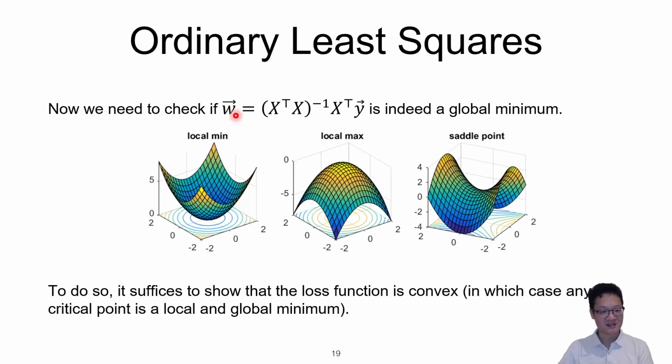To show that this W is actually a local minimum of L, we need to show that the loss function is a convex function. If we can show that, then any critical point would be a local minimum and also a global minimum. So that's what we're going to do next.